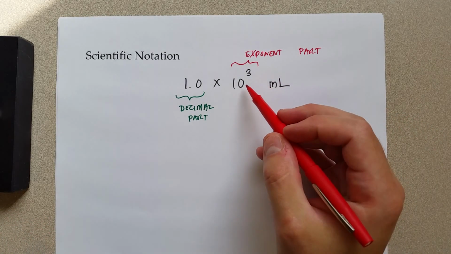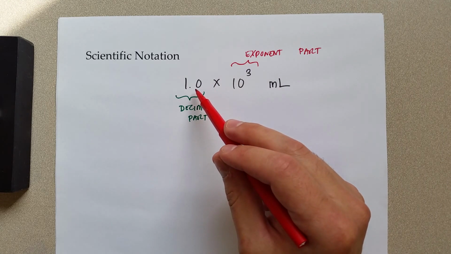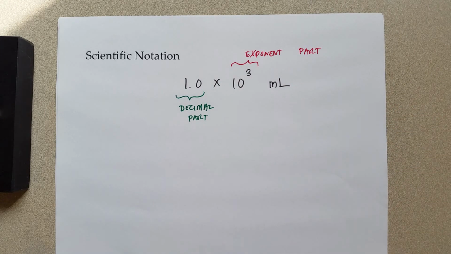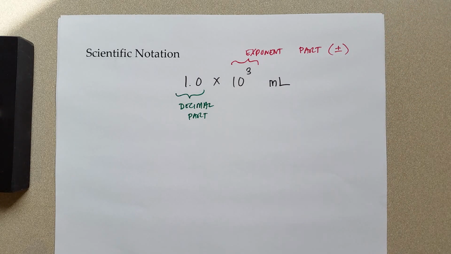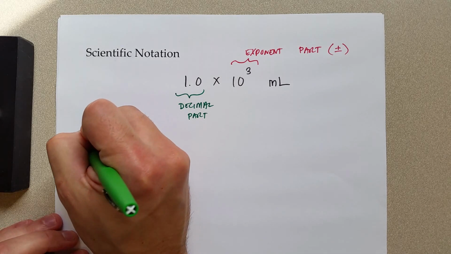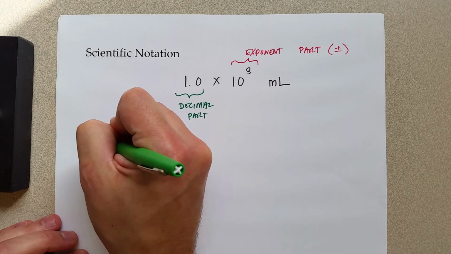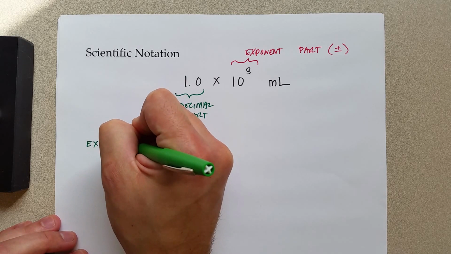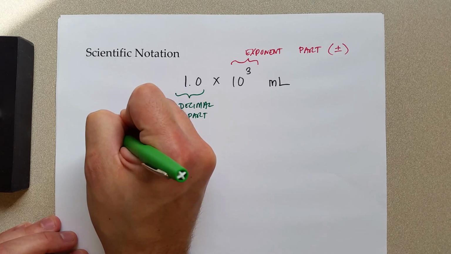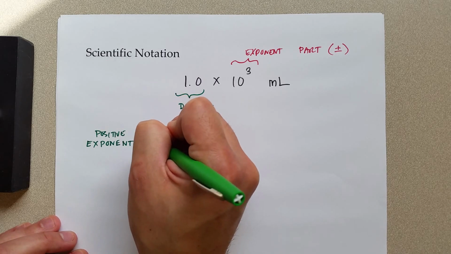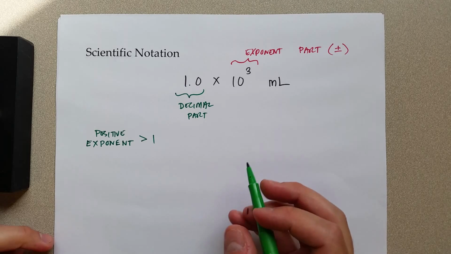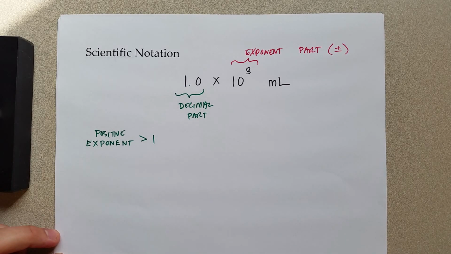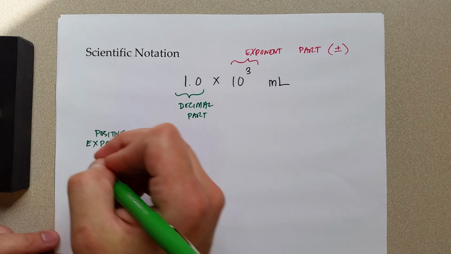So what the exponent part is telling us is basically how small or large this decimal part is. This exponent part can either be positive or negative, and that's how it will tell us whether it's large or small. If the exponent is positive, that means the value is larger than 1. And what you do is take that decimal part and multiply it by 10 for however many times that exponent tells us to.